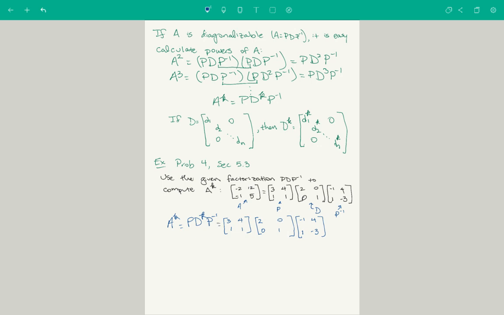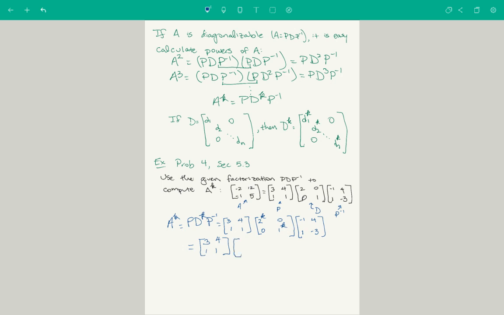D to the k, all we have to do is raise each of these diagonal entries to the k, and then times P inverse. So let's go ahead and multiply that out. Now we have 3 matrices to multiply, so we'll start by multiplying the rightmost 2. So I'll leave this leftmost matrix alone for right now.